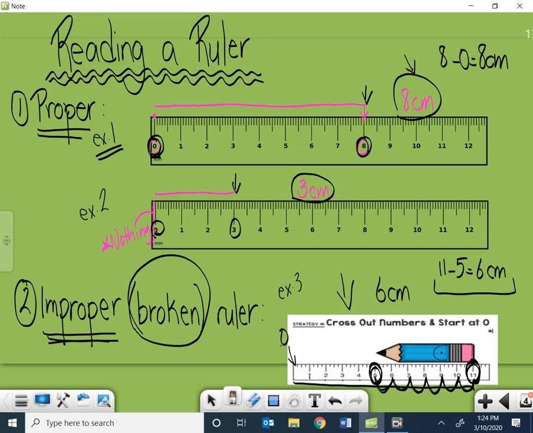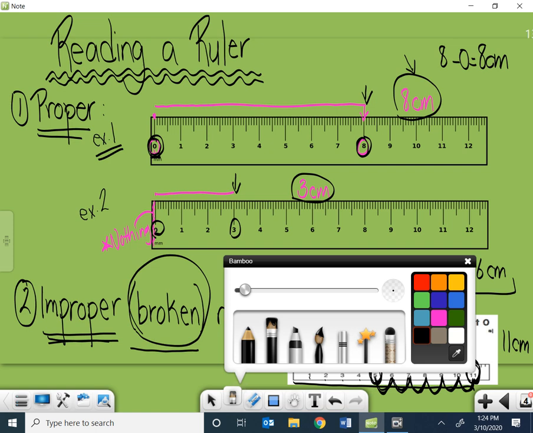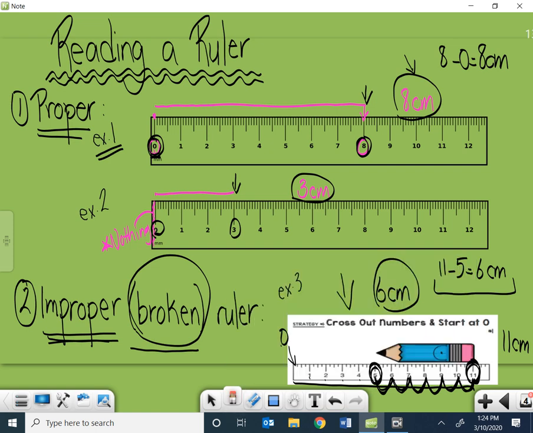So a few things for this improper broken ruler. You can do a couple things. You can start at the ending and subtract the beginning, or you can just do Scoopies. The easiest way is to just look at the Scoopies if you want to. So just look at 1, 2, 3, 4, 5, 6. Therefore, this is 6 centimeters, and I'll put it here just so you remember. It is not, and maybe you want to highlight this, I'll use a red, it is not 11 centimeters.